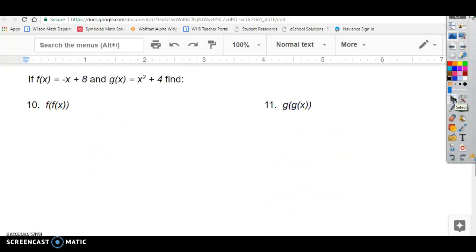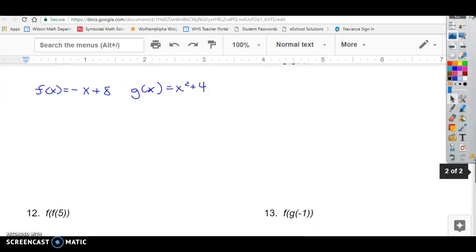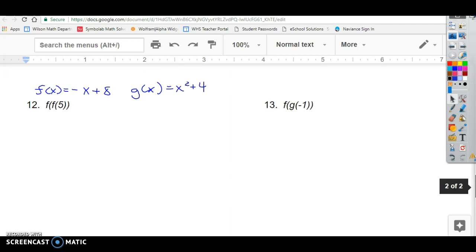Moving right along, what I'm going to do is think here so I can actually see what the functions are, because as I move this up, I won't be able to see them. So slide this down, and now we're answering 12 and 13.